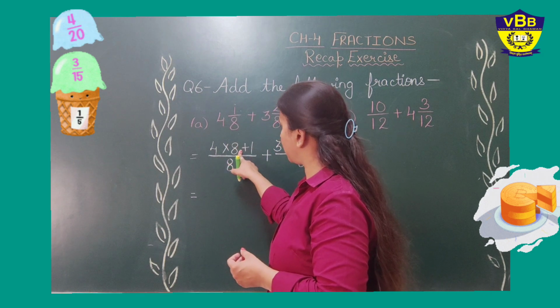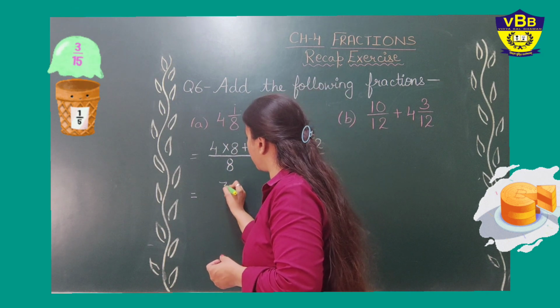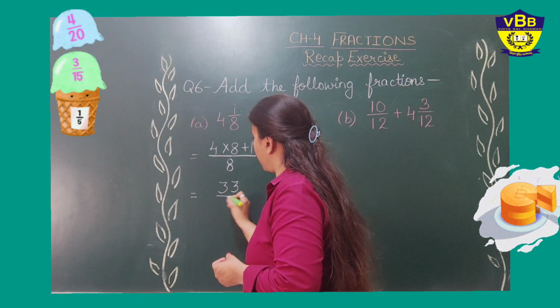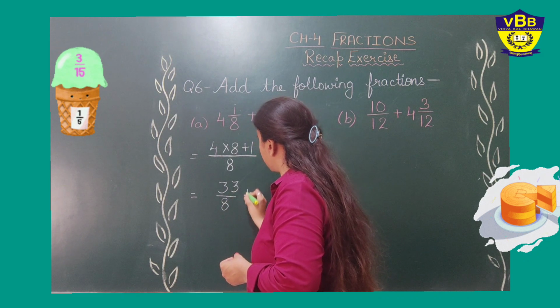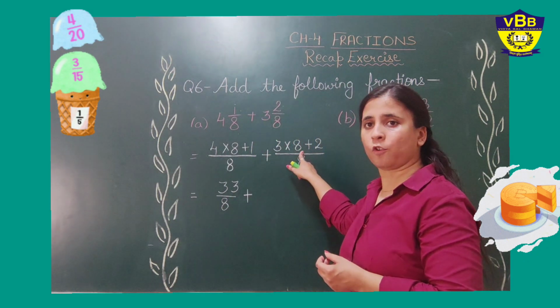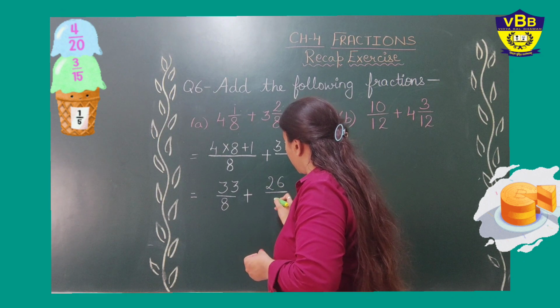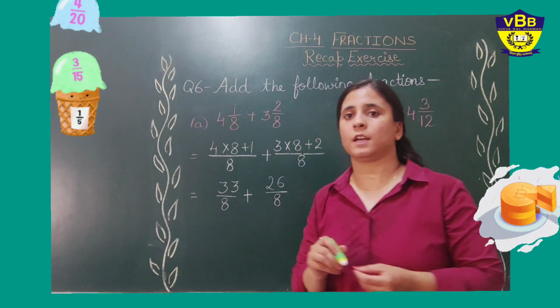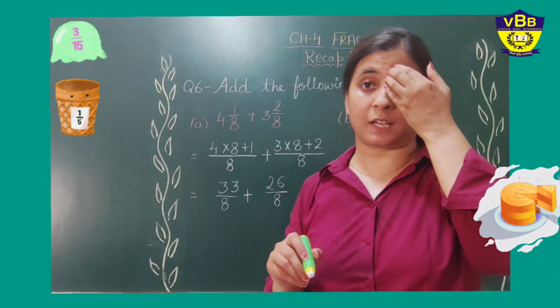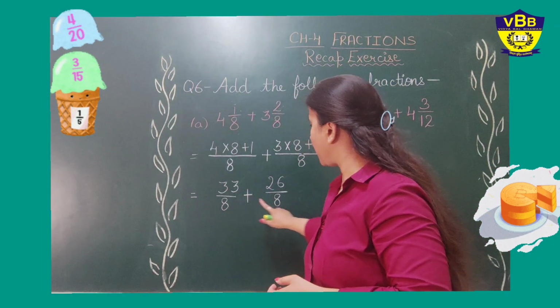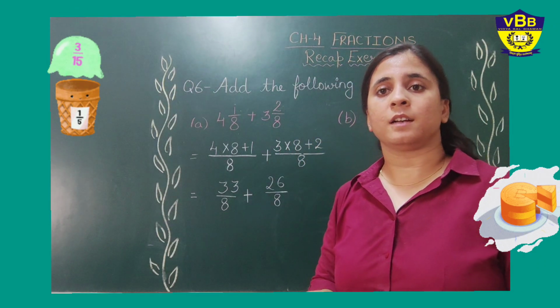4 8s are 32, plus 1, 33 upon 8, plus 3 8s are 24, plus 2, 26 upon 8. Now here we have two fractions, and both the fractions have the same denominators.